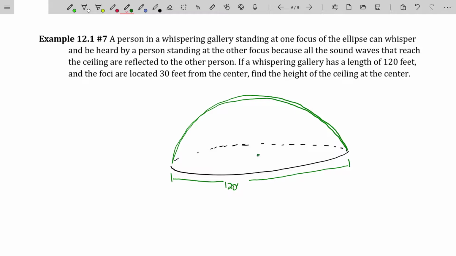We know that from the center of the ellipse, the foci are 30 feet away. So this distance, we'll call this center at 0, 0. So this is 30 and this is negative 30. Those are the foci in this situation. So if you're standing 30 feet from the center and your friend was standing 30 feet from the center opposite you and you whispered, they would be able to hear you as if you were right next to their ear. Pretty awesome. The question is, what is the height of the ceiling at this apex?